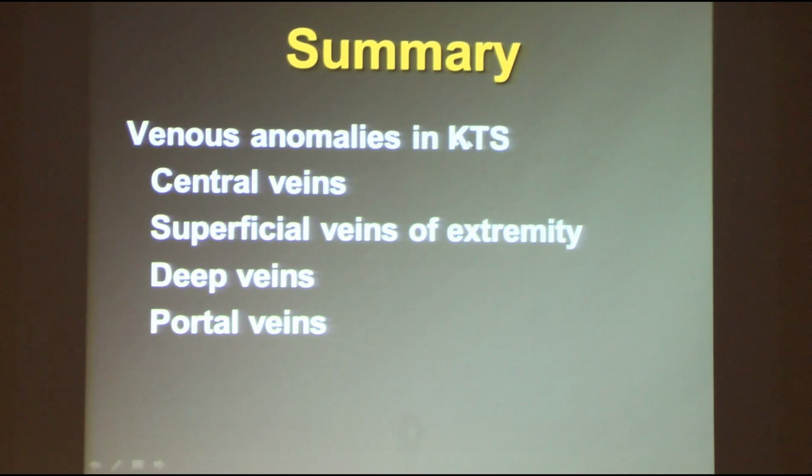So, in summary, we do have venous anomalies in KTS that involve central veins, superficial veins, deep veins, and portal veins. And it's a good idea to have them imaged young if possible to just know what is present. And then going forward, before we treat them, we can image them in a lot of detail to know what we're dealing with. Thanks for your attention.